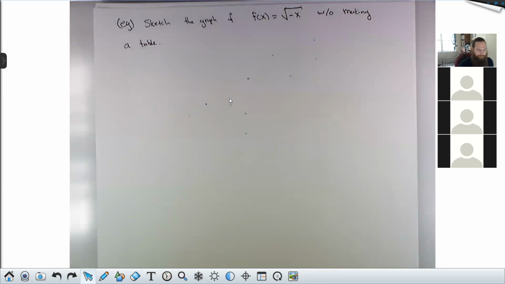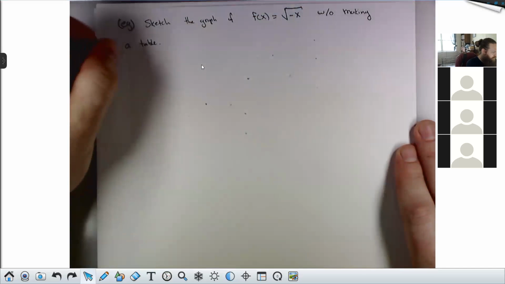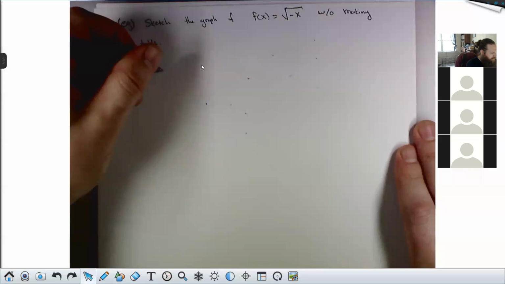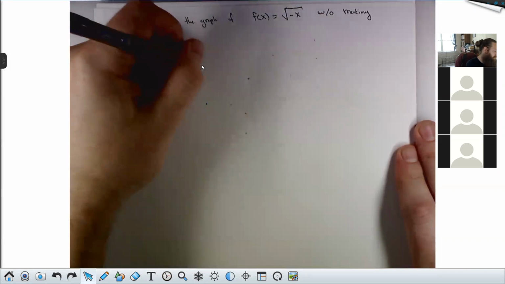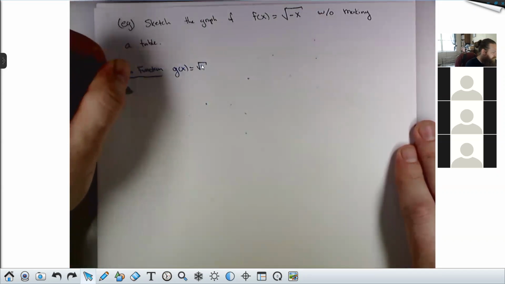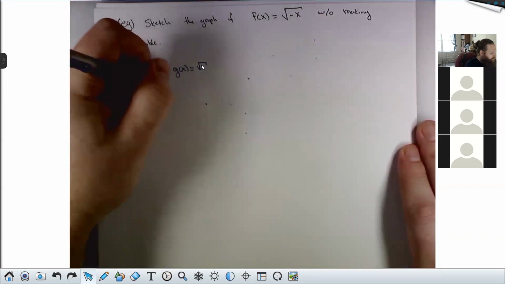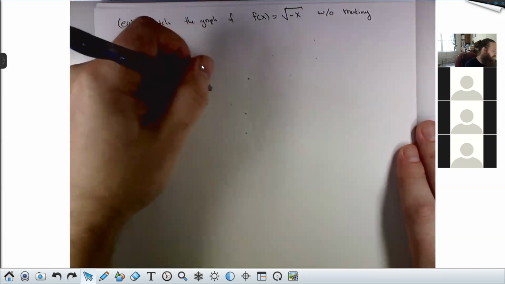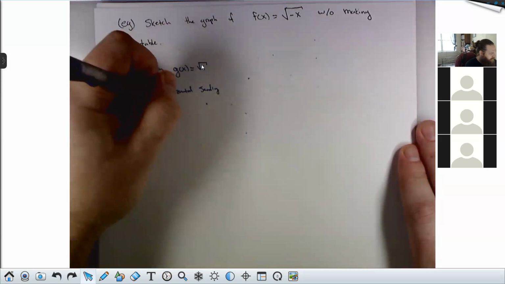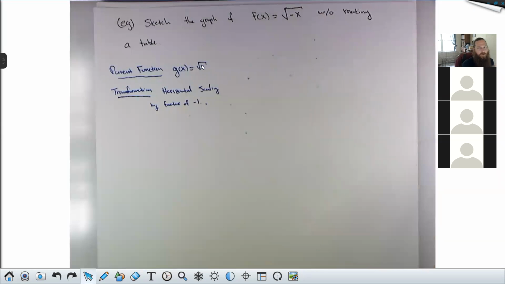What's the parent function? What might be the parent function here? Square root of x, very good. And the transformation is a horizontal scaling, but it's a weird one. By a factor of -1, right? I'm multiplying on the inside, so it's a horizontal scaling. But the thing I'm multiplying by is negative. And that's a little different than what we saw there. But the rule I said, you multiply all the x values on the graph of the original by the reciprocal of that number, does the job.